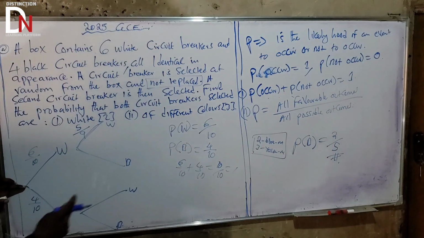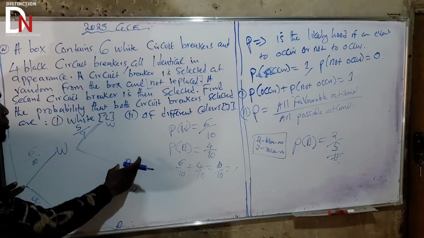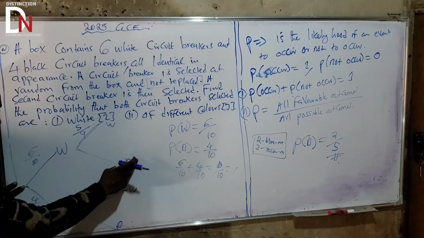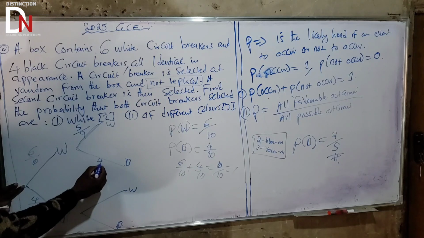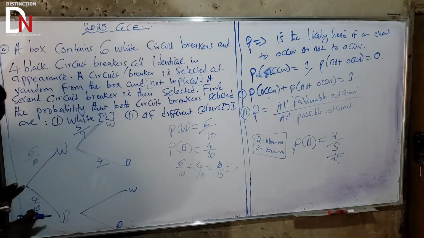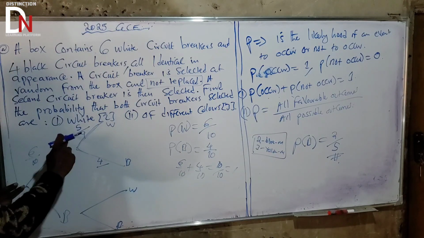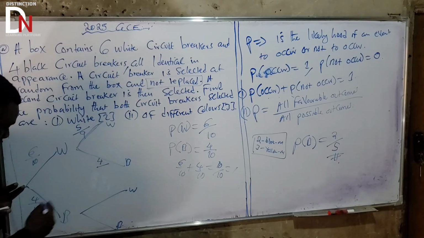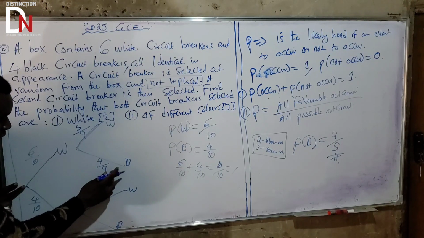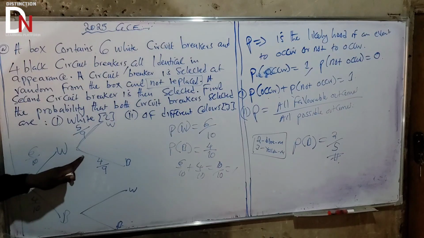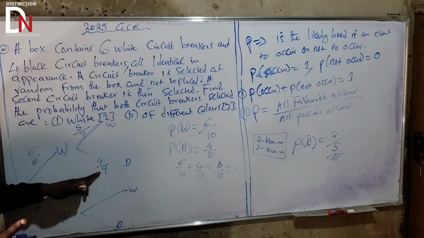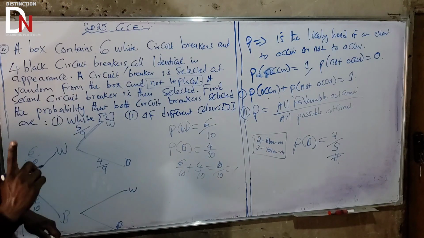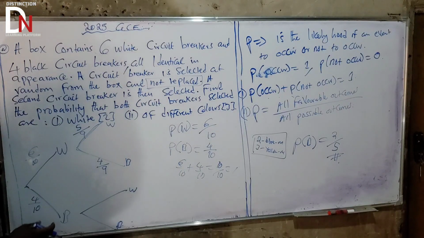Great. But what happens to the black circuit breakers? The black circuit breakers will remain the same, which is just 4. But the total number is affected. Why? Because I had selected one white breaker. Hence, it will be 9. Great. So if I were to check that I'm doing the right thing, if I add this plus that, I'm supposed to get 1. The denominator is the same. The numerator is 5 plus 4, which is 9, and 9 over 9 is 1. Great. Next, I'll do the same thing.